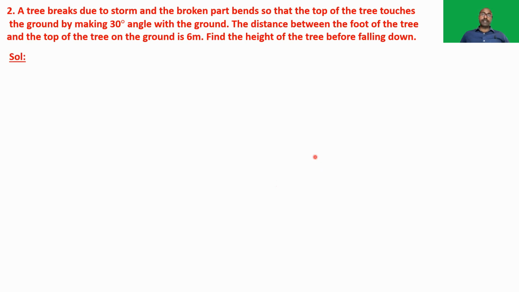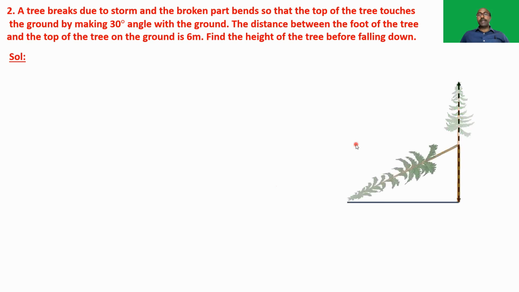And imagine the situation. First we have to imagine the situation. So this is the ground and it's a tall tree. And due to storm, it bends down like this. Some part of the tree broke and laid on the ground. And the distance between the point at which the tree is touching the ground and the foot of the tree is 6 meters. Okay.